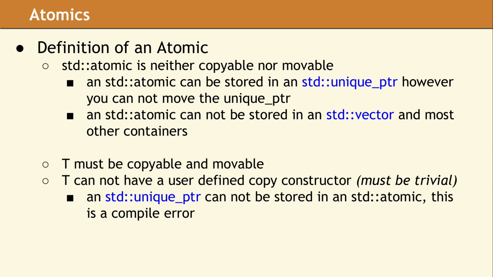There are also constraints on the T that is being stored in the atomic. The T itself must be copyable and movable, and the copy constructor must be simple and not user-defined. The technical term used in the C++ standard is that the copy constructor must be trivial. This means it must be implemented by the compiler, not have member variables which require allocation, and a few other rules. These restrictions on T mean, for example, you cannot store an std unique pointer inside an atomic type, since std unique pointer is not copyable. This error will be detected at compile time.